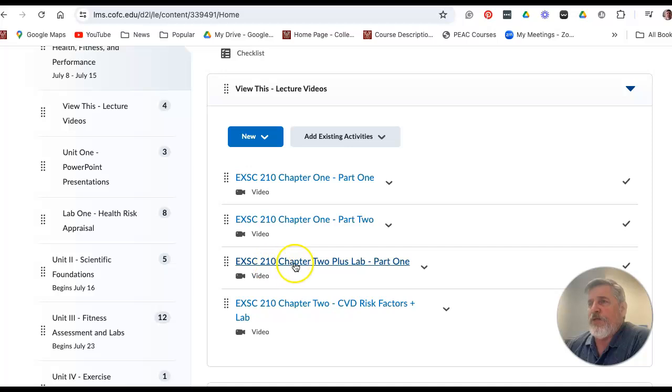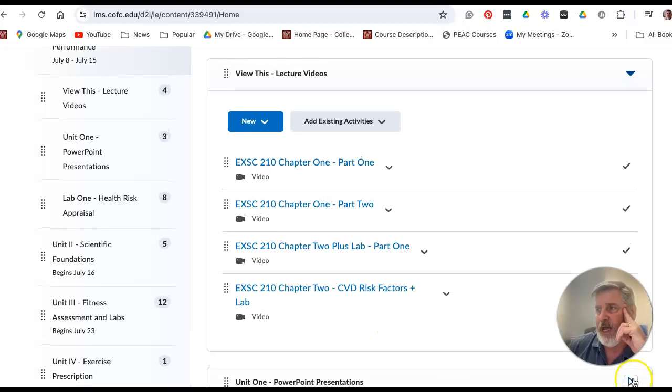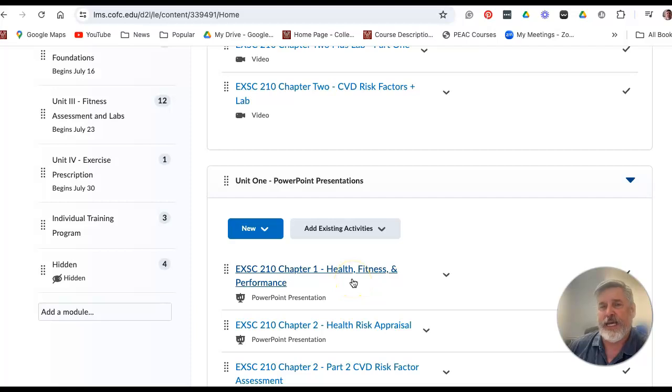And then Chapter 2, this also includes information on Chapter 2, plus information related to the lab. So I've split that up into 2. This one is based on pre-exercise or pre-activity health risk assessment, and then this one specifically deals with cardiovascular disease risk factors. I also have my PowerPoints on here, in case you wanted some information off of those PowerPoints and you didn't want to watch the video again. I posted those for you.